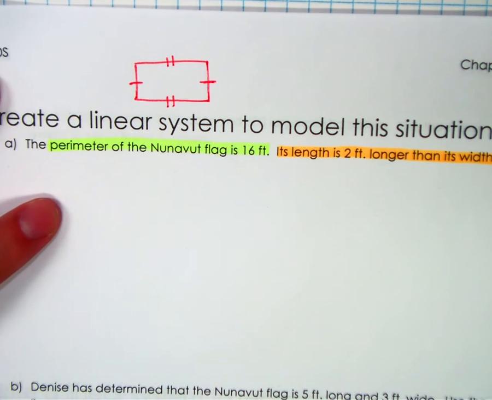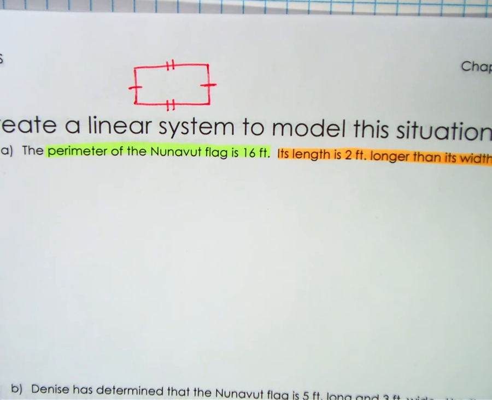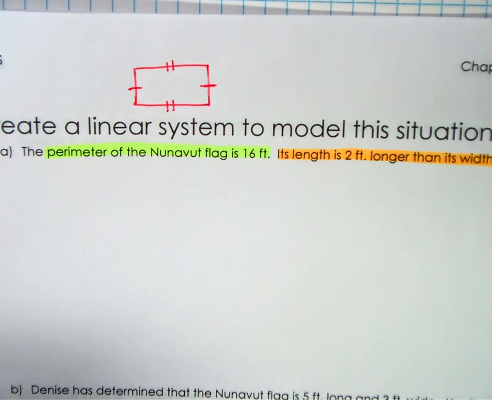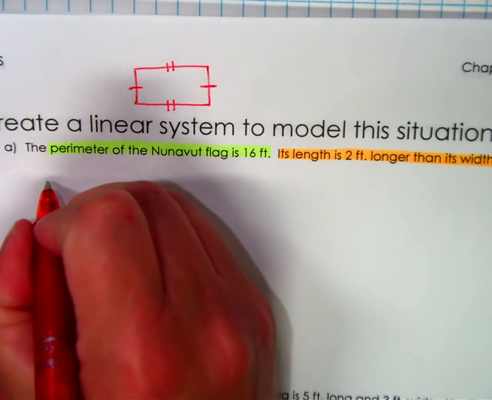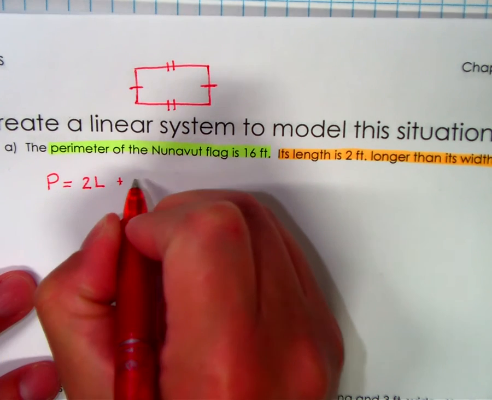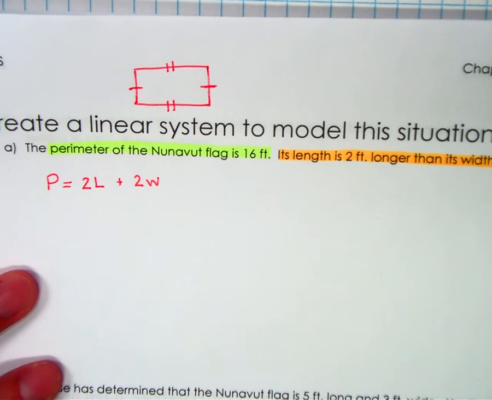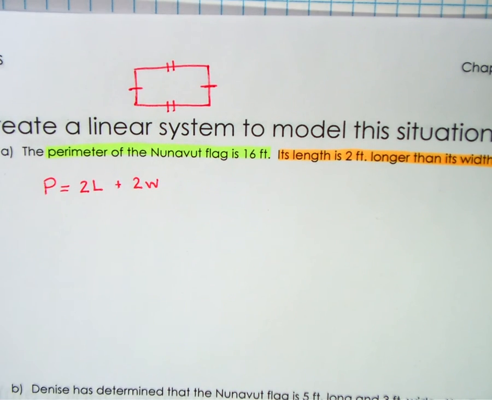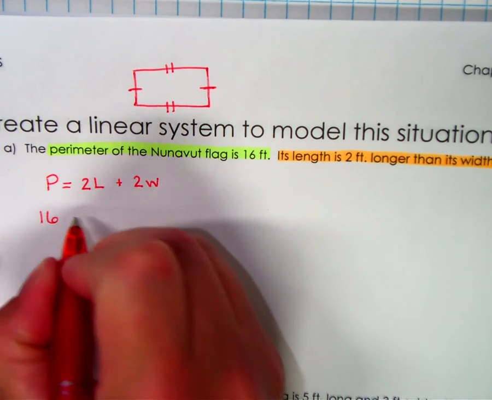Okay, so the formula for perimeter, and you guys have these handy dandy formula sheets, the yellow ones that I gave you. This is on there. So the perimeter formula of a rectangle is the perimeter is equal to 2 times the length plus 2 times the width. But we know what perimeter is, and the perimeter was 16.